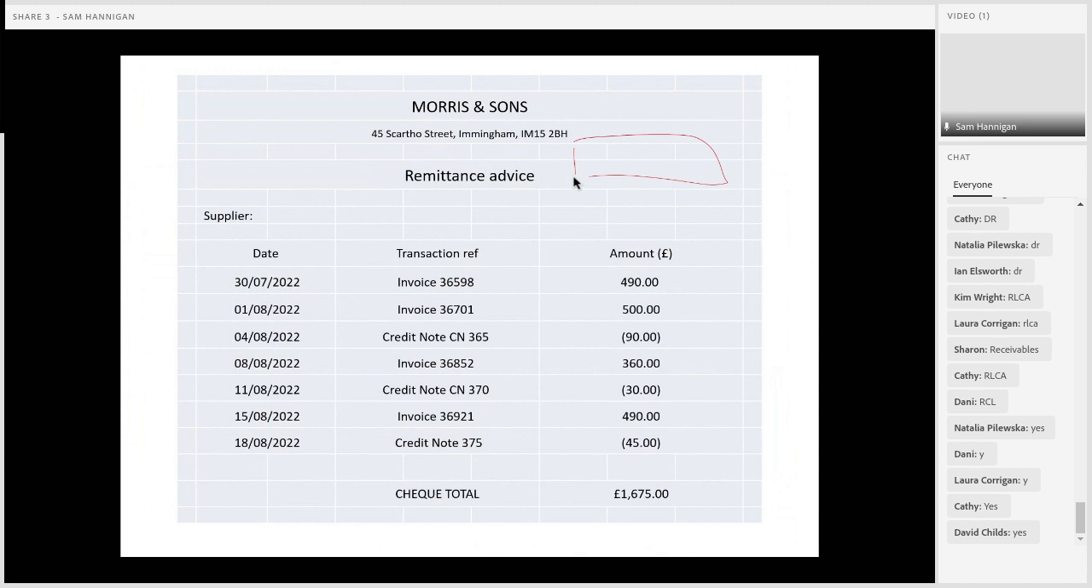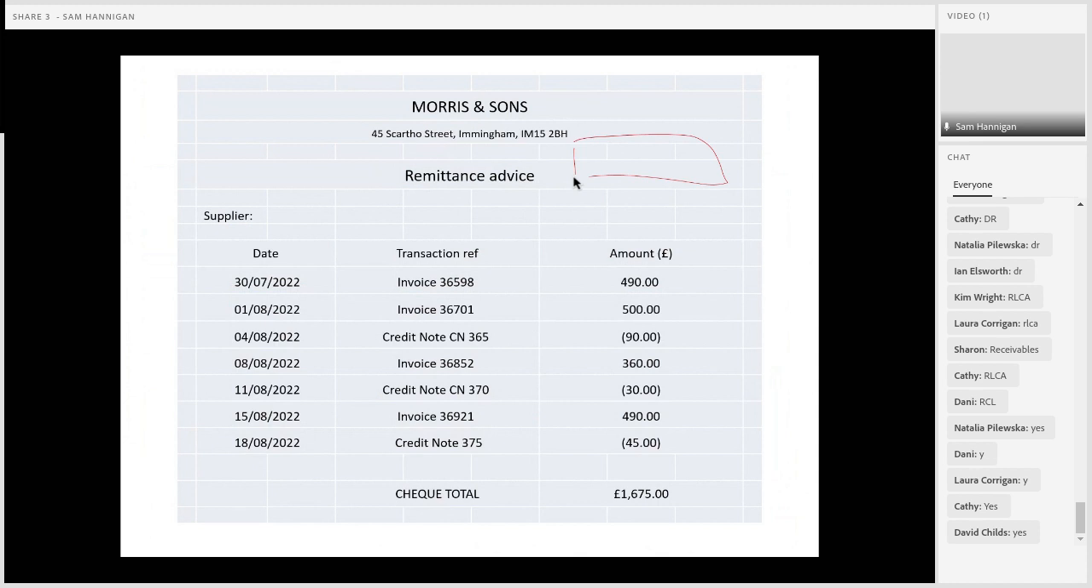Now, what the examiner wants to see is that you know what to do with transactions. Invoices are added together. Credit notes are deducted. And that would be the same whether it be a supplier invoice, a supplier remittance, or a customer remittance. Although we'd send a remittance to a supplier, we'd be paying them, this will have come from a customer because they're paying us. But whichever way you look at it, credit notes are deducted.